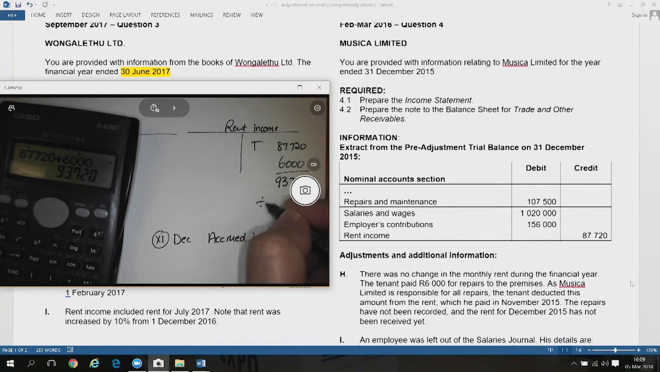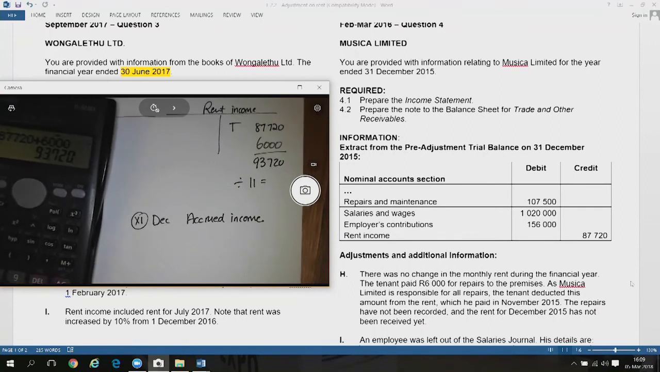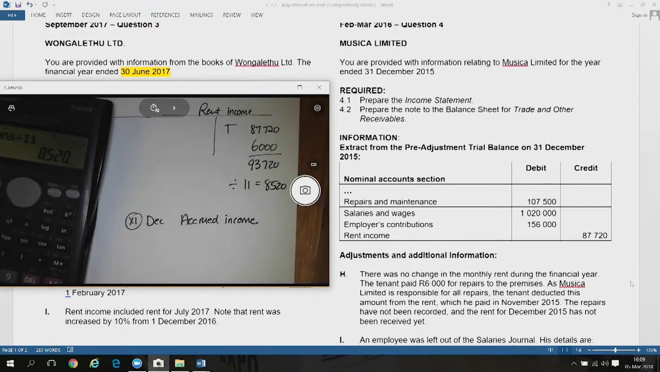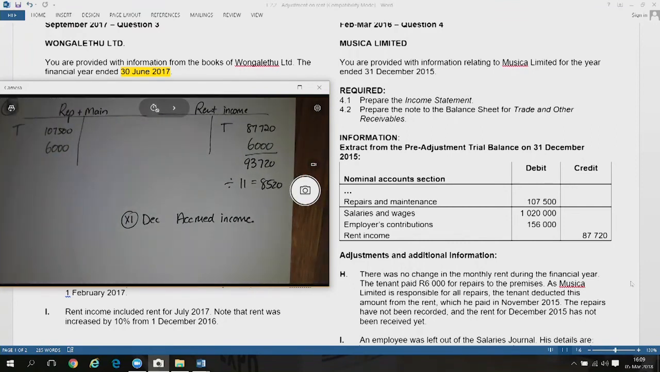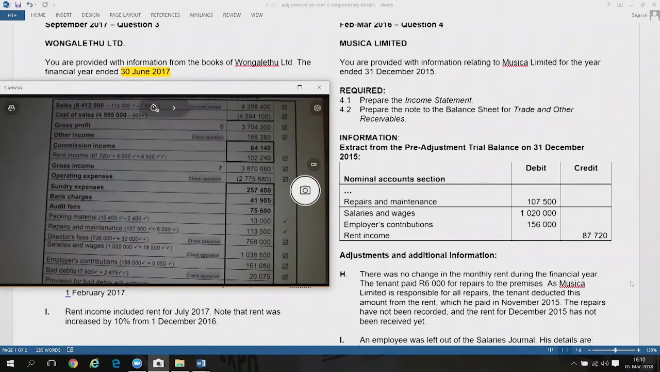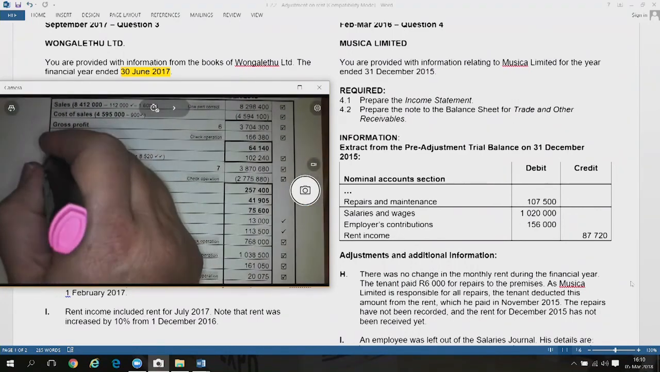So he paid the 6,000 out of his bank account, and he basically paid for November a certain amount without the 6,000. So the moment that you add the 6,000, 87,720 plus 6,000, now you've got 93,720. Now you can say divided by 11, that gives you 8,520. So now you can see that the 1 month that you're going to add is 8,520, because they mentioned that there was no increase or decrease. So there is your rent income. Look at the rent income there.